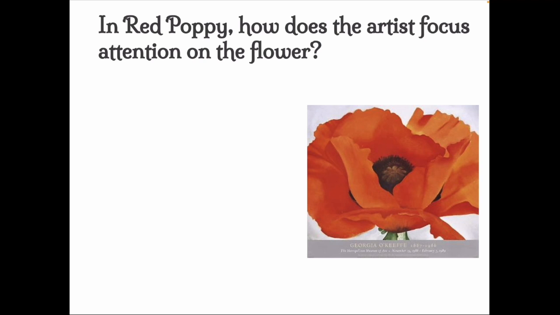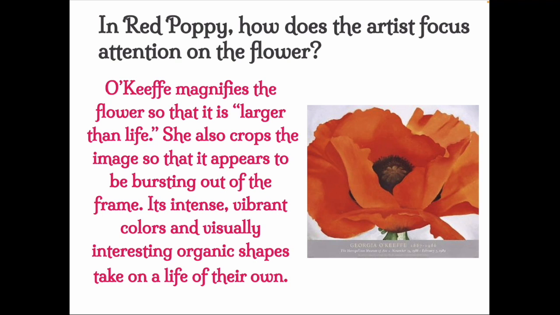So here in Red Poppy, how does the artist focus the attention on the flower? Well, she's magnifying the flower so it's larger than life, right? She's also cropping the image so that it appears to be bursting out of the frame. Right? The petals are not centered perfectly around the edge of the artwork. They're instead going off the edge. They're continuing out of our sight. It's intense, there's use of vibrant colors, and just visually interesting organic shapes that take on a life of their own.